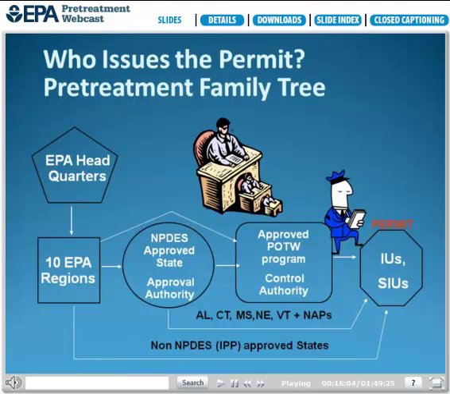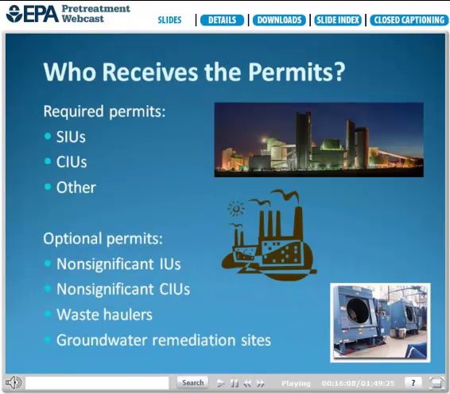There are many types of non-domestic users for the POTW to think about when developing its procedures. Significant industrial users, categorical industrial users, all of the rest of the industrial users, waste haulers. Do you have authority to accept wastewater from all of the above or only some of the above? Where does that POTW start? We'll go into more detail about this.